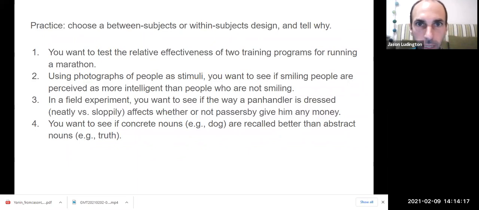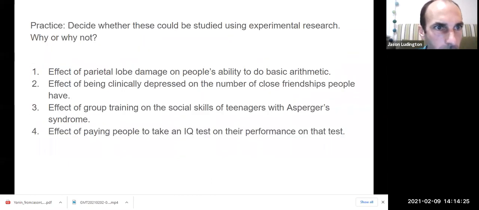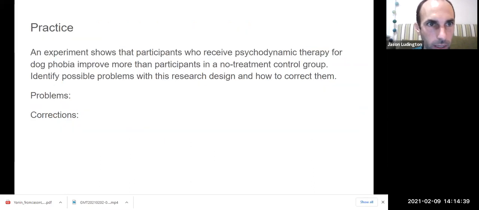Choose a between subjects or within subjects design and say why. Oh, is this more of the same? Sorry, hold on. Okay, so this one is whether it would be an experiment or not. Ah, I skipped a slide here.